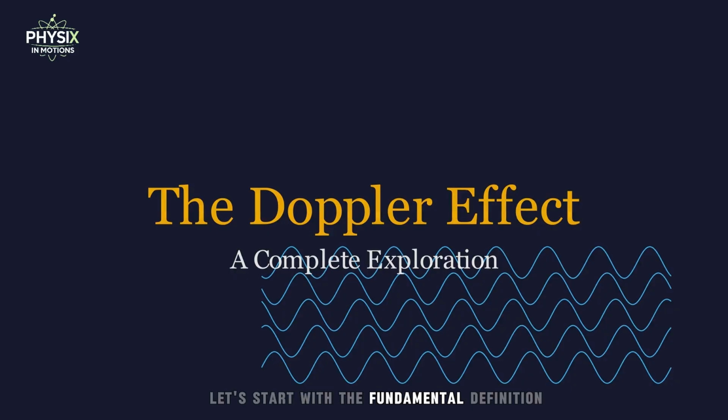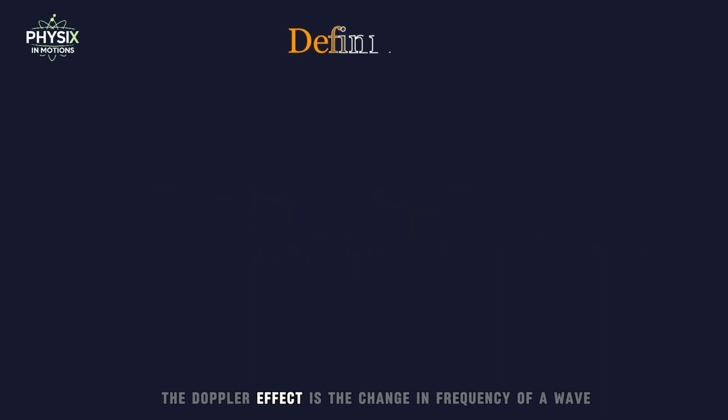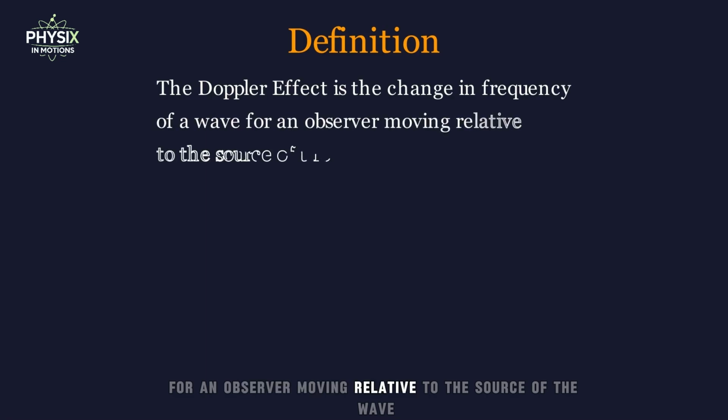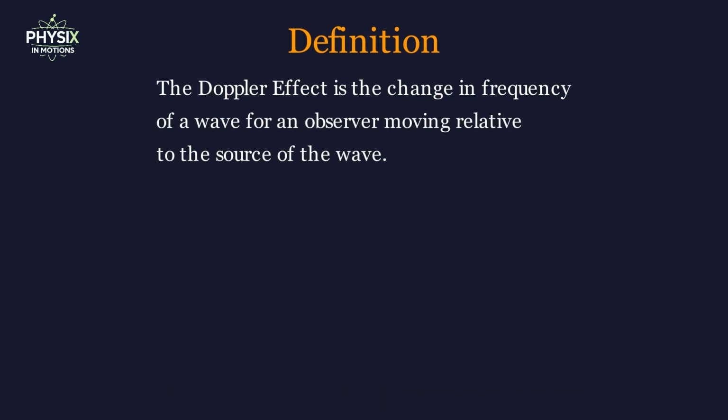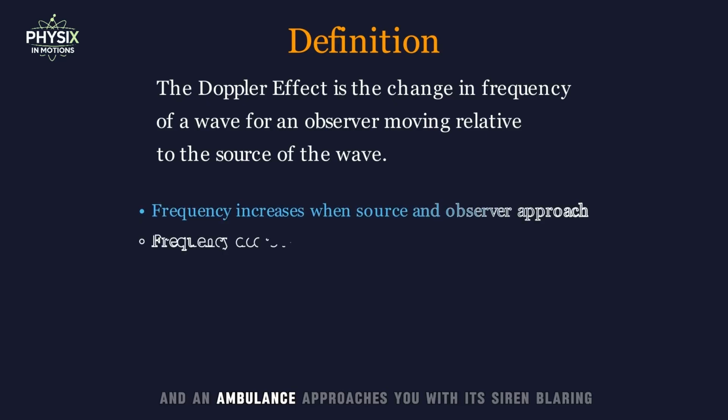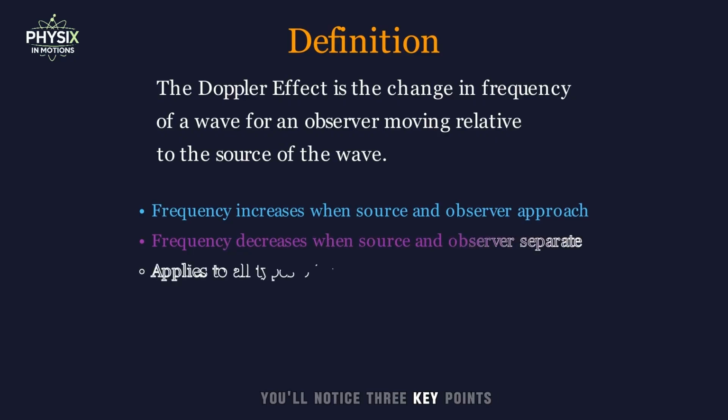Let's start with the fundamental definition. The Doppler effect is the change in frequency of a wave for an observer moving relative to the source of the wave. Now, this might sound complex, but let me break it down for you. Imagine you're standing on a street corner and an ambulance approaches you with its siren blaring. You'll notice three key points.